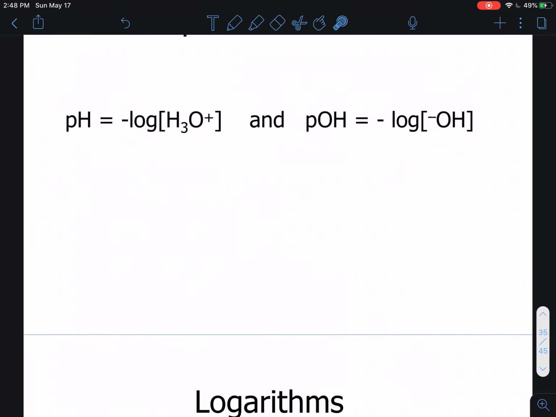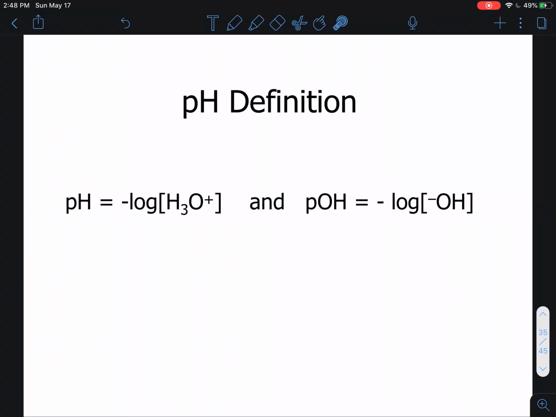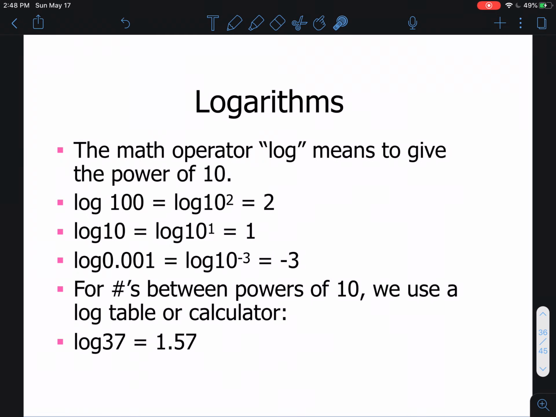So again, I said that the pH is equal to the negative log of H3O+. So what is a log? A logarithm is a mathematical operator. It means to give the power of 10. We make pH on a logarithmic scale because we want a more intuitive scale.